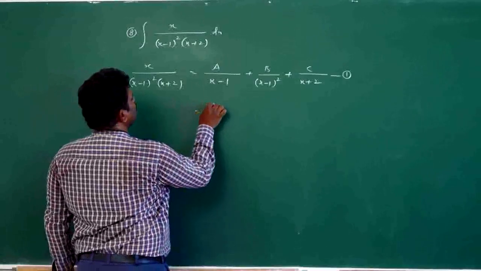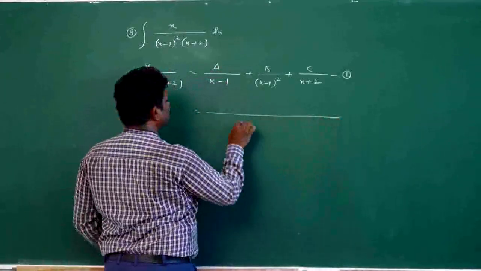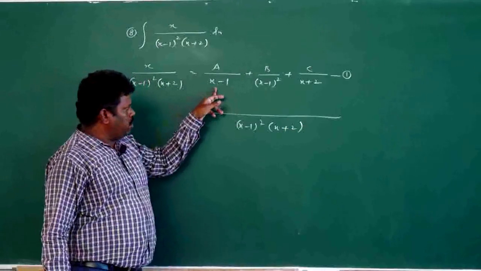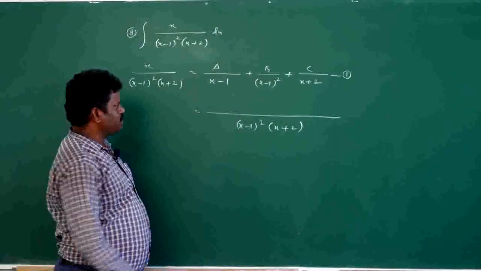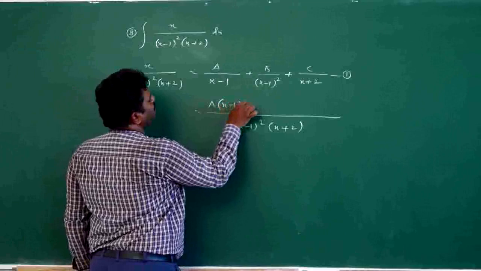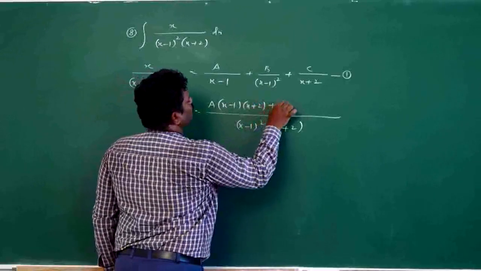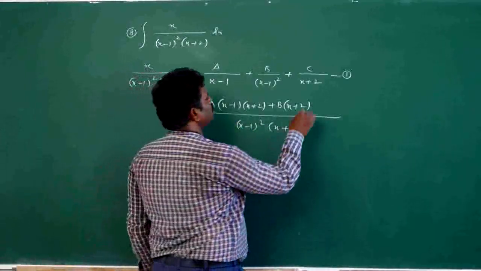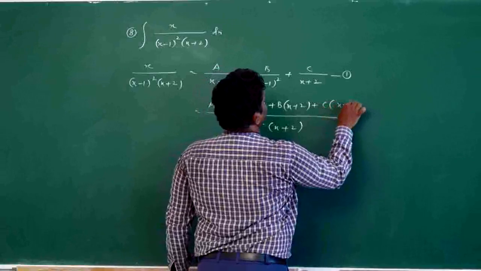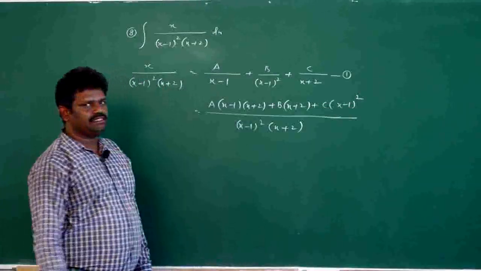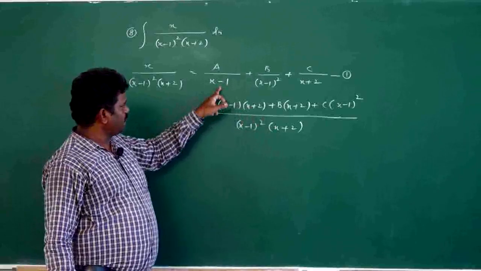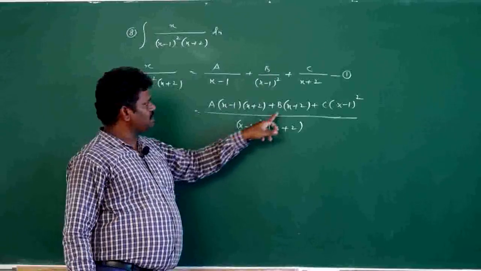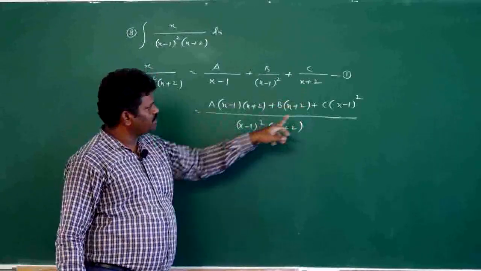Now if you take the LCM, the LCM here is x minus 1 whole square into x plus 2. The x minus 1 whole square cancels. Next, a into x minus 1 into x plus 2, then b into x plus 2, then c into x minus 1 whole square, okay? Correct LCM: x minus 1 whole square into x plus 2, x minus 1 cancels, leaving x minus 1 into x plus 2. Again for b, x minus 1 whole square cancels, then x plus 2 cancels, leaving x minus 1 whole square.